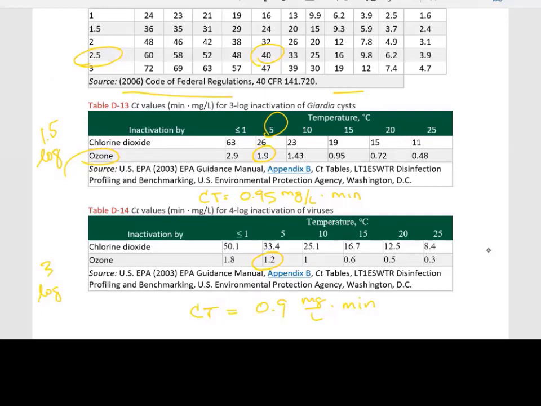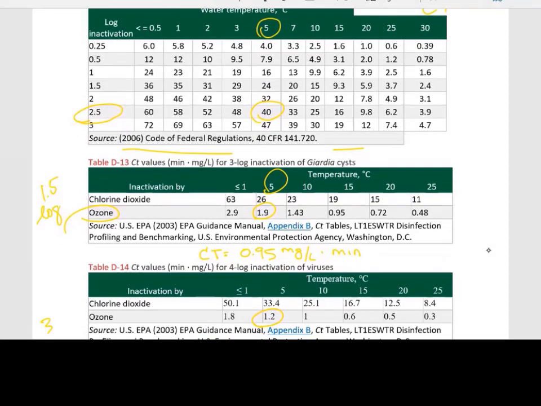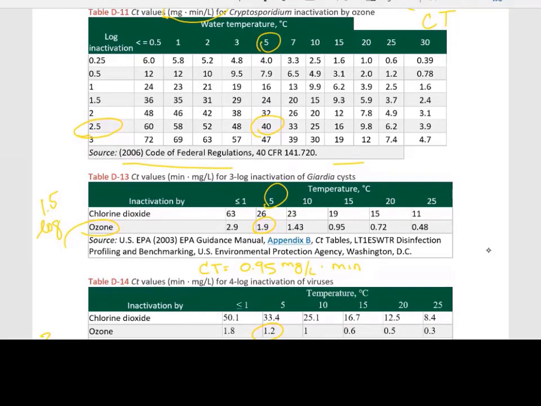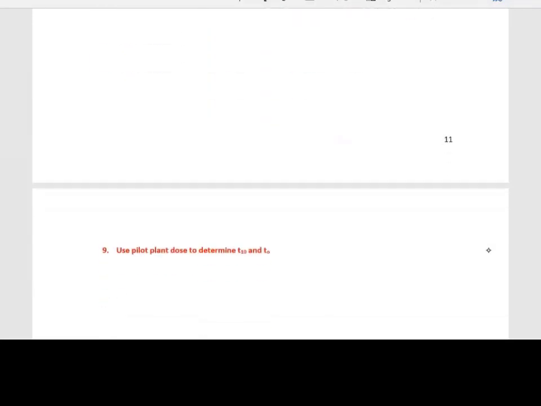Looking at this, can you see why in New Zealand they simply eliminated any consideration of Giardia and viruses and said design your disinfection system based on Crypto? Does that decision make sense? It does, because if you just look at ozone and compare, no matter what temperature, if we look at 3 log removal here, and 3 log removal here, our Crypto still controls disinfection. It's the highest value. I've just provided a couple additional tables to give you some additional data.